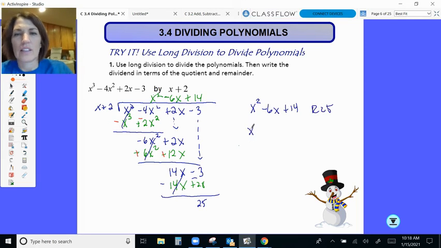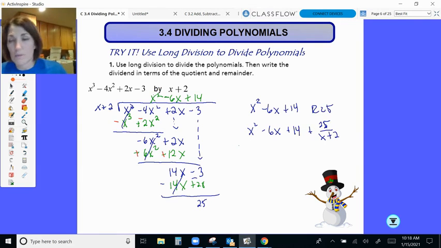Or I could also write this as x squared minus 6x plus 14 plus 25 divided by my divisor, x plus 2. So they might ask you for it in a couple different ways on the Excels and even on SATs. So you might want to be able to write both ways.